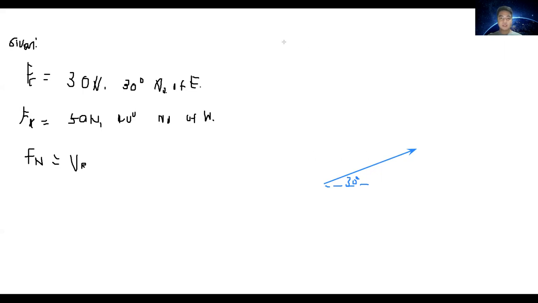Then we have the second vector, the force D. That is 50 newtons going 40 degrees north of west. So it looks something like this, in reference to the northward direction. Sorry, in the westward direction, I mean. So this is 40 degrees.